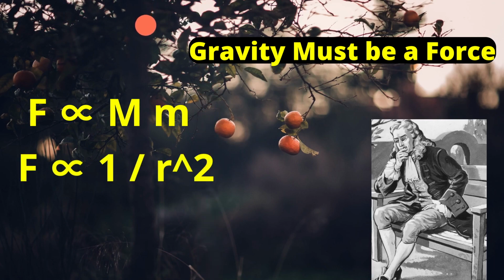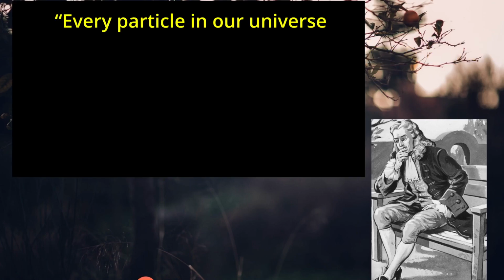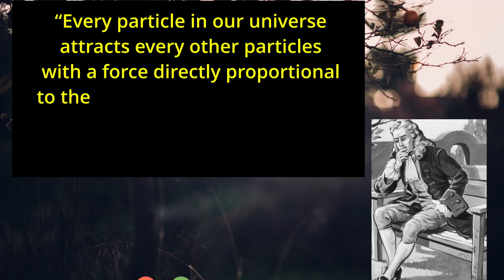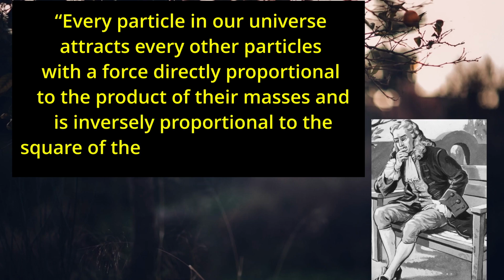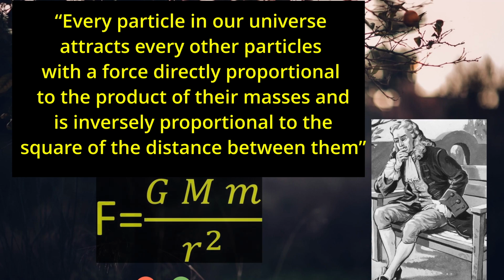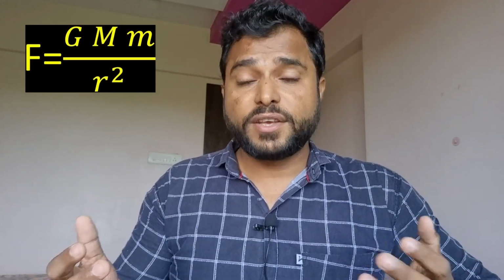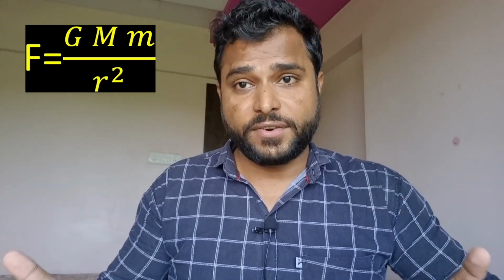From this, Newton proposed the law which states that every particle in our universe attracts every other particle with a force directly proportional to the product of their masses and inversely proportional to the square of the distance between them. Or in simple mathematical form, F = GMm / r². This was the quick revision of the gravitation force. If you need the details, you can watch the video available on this channel titled Newton's Law of Gravitation.